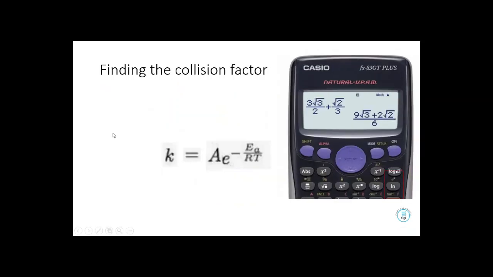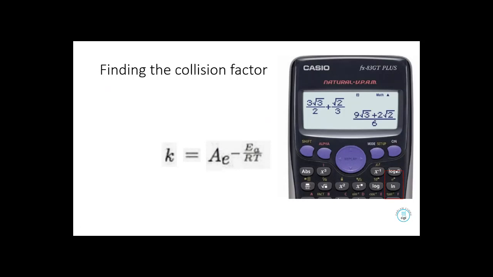And like I say, they'll give you these values. This is called the collision factor. This is the activation energy. This is the gas constant, 8.31. And they'll give you the temperature. That has to be in kelvins. If you want to find the rate constant k, you just use that.